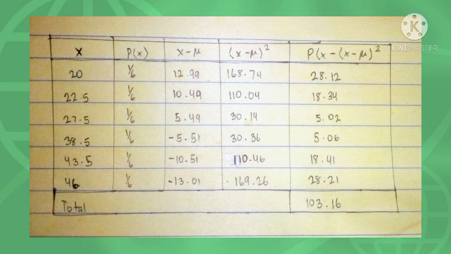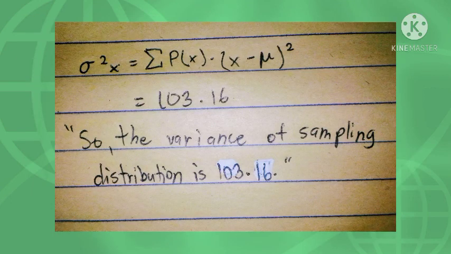And on the fourth row, we are going to multiply our answer by the probability 1/6. So we have 168.74 times 1/6 is equal to 28.12. After that, we're going to add all of our answers. So we have 28.12 plus 18.34 plus 5.02 plus 5.06 plus 18.41 plus 28.21 is equal to 103.16. So we have 103.16 in total. So the variance of the sampling distribution is 103.16.